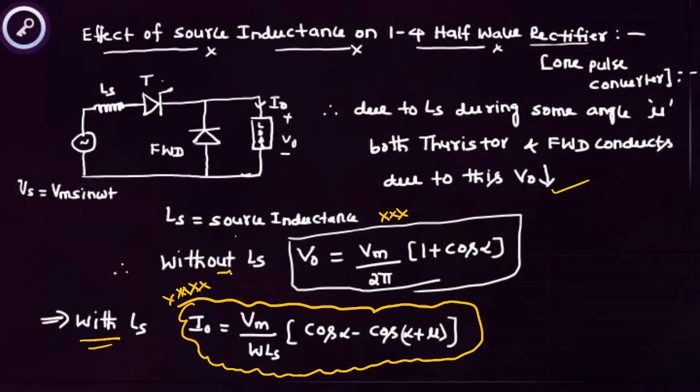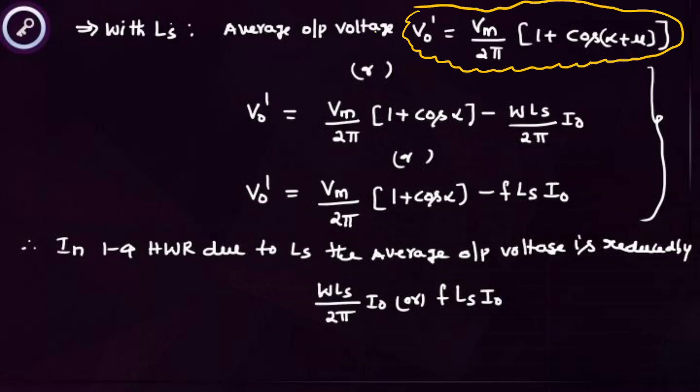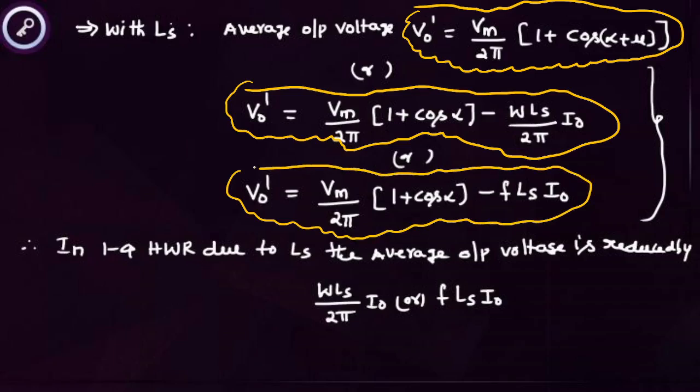This is without Ls case. This is the V naught. With Ls case, this is the I naught formula and this is the V naught formula. With Ls case, this I written in terms of overlap angle. I written this average output voltage formula in terms of inductance also.